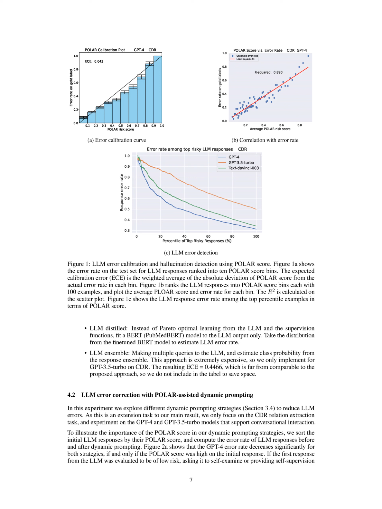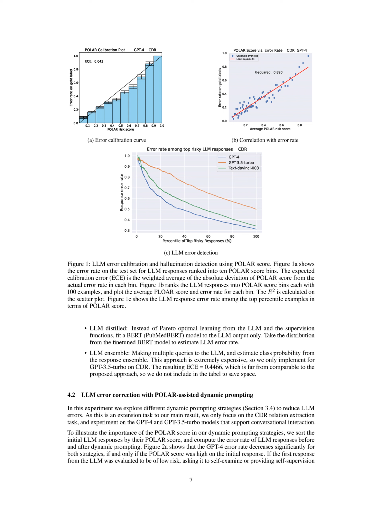3. LLM distilled. Instead of learning from both the LLM and the supervision functions, we fit a BERT, PubMed BERT, model to the LLM output only. We then used the distribution from the fine-tuned BERT model to estimate the LLM error rate. 4. LLM ensemble. This method involves making multiple queries to the LLM and estimating class probability from the response ensemble. This approach is quite costly, so we only implemented it for GPT 3.5 Turbo on CDR. The resulting ECE was 0.4466, which is significantly higher than our proposed approach, so we didn't include it in the table to save space.